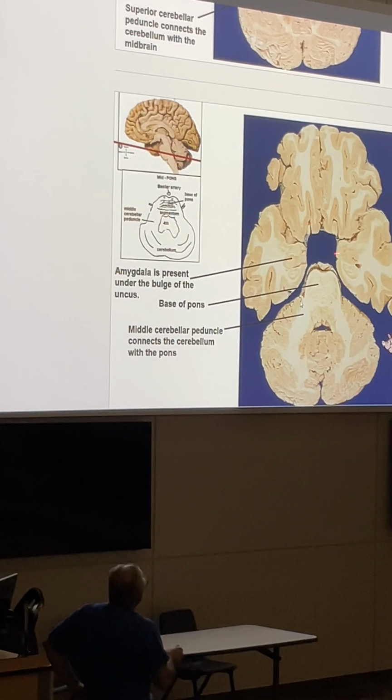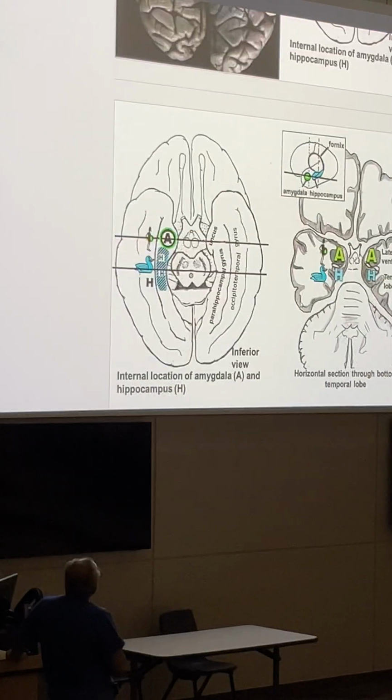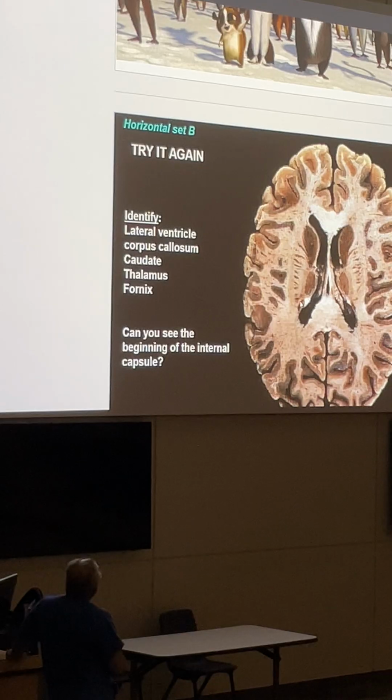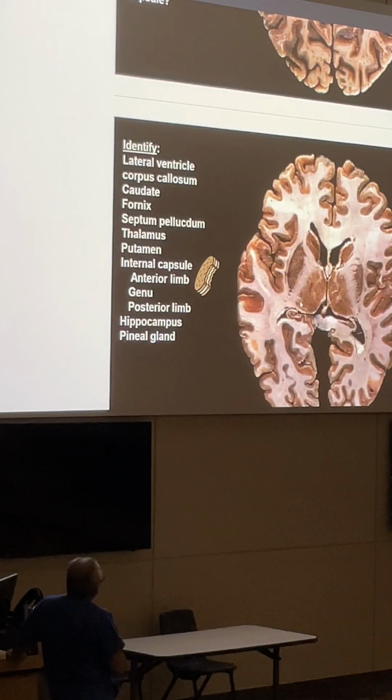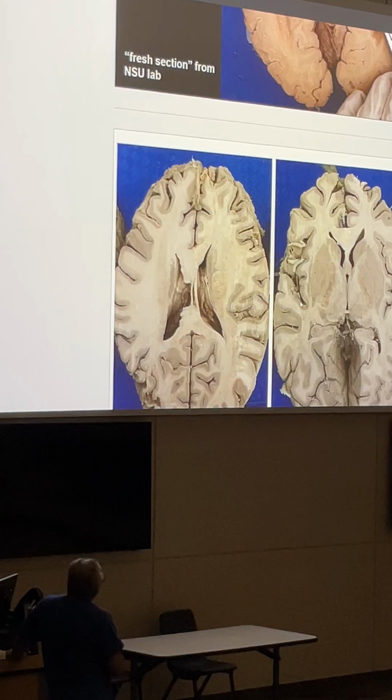Yeah, it's not as good, but I don't see the uncus. If I see the uncus, amygdala would be a good part to show up. So what is this thin line right here? Anybody? It divides the two ventricles from each other. Septum pellucidum, right?